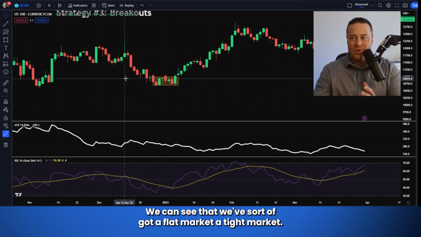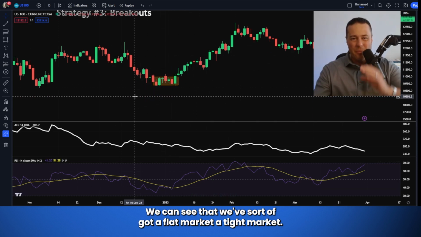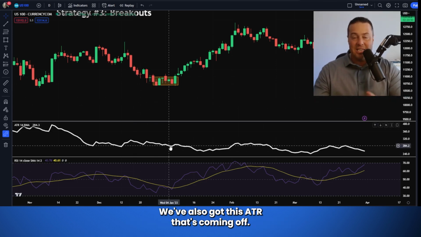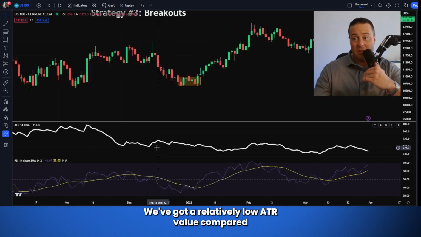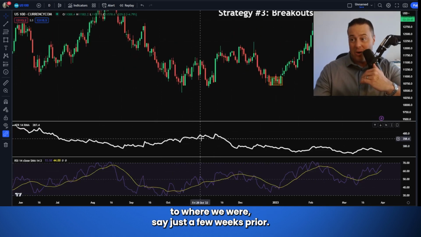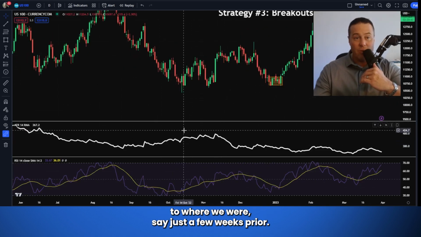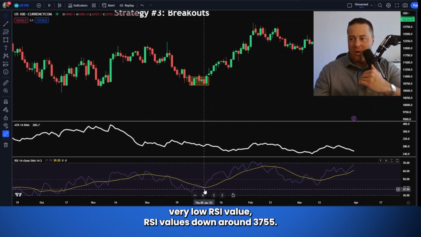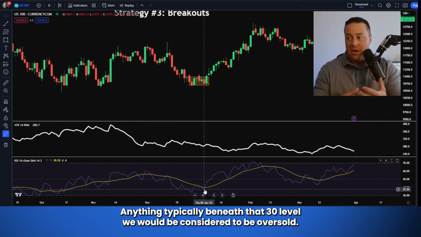We can see that we've got a flat market, a tight market. Price action certainly is constrained. We've also got this ATR that's coming off. We've got a relatively low ATR value compared to where we were, say, just a few weeks prior. And then you'll notice also you've got a very low RSI value. RSI value is down around 37.55. Anything typically beneath that 30 level, we would consider to be oversold.